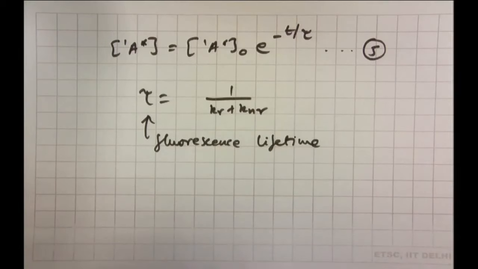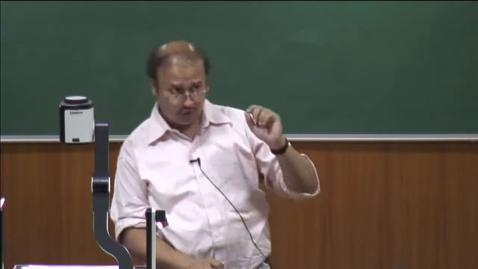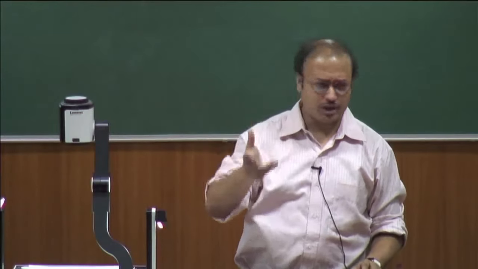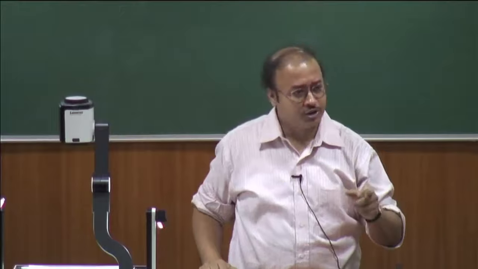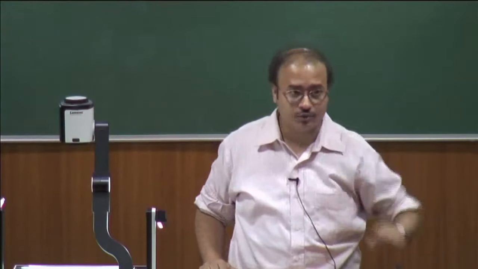What does it depend upon? It depends upon the rate constant of the radiative process plus the rate constant of the non-radiative process. Okay. So, that means when you are looking at the fluorescence, you are obviously looking at fluorescence, but you are looking at a process which is dictated by two different processes. One is the radiative and the other one is the non-radiative.